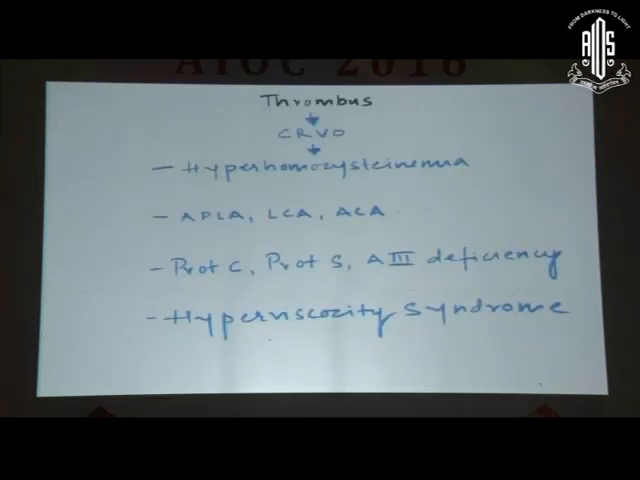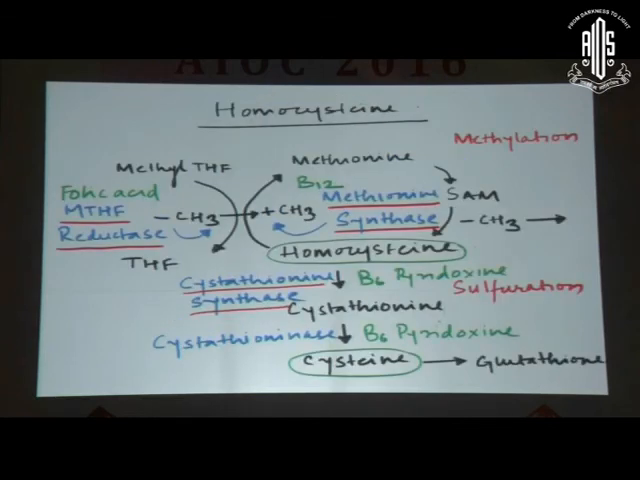Coming to CRVO investigations, I'll highlight upon the first one, hyperhomocystinemia. Now, the clinical importance of this investigation is that very often we find that serum homocysteine is normal and yet the patient has a tendency for CRVO. Now why so? It is very essential to understand the pathway by which homocysteine is formed from methionine.